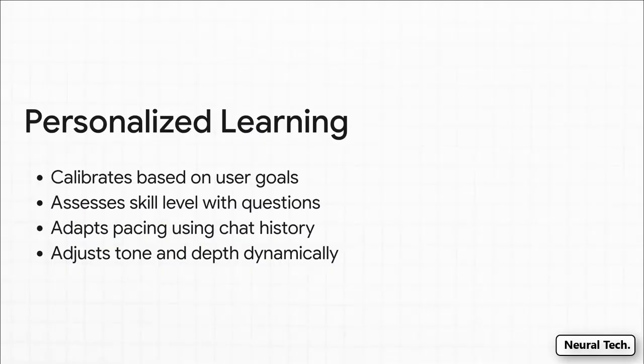The system also gets to know you, in a way. It'll ask what your goals are, like are you just curious about a topic, or are you cramming for a final? It then checks your skill level and actually uses your chat history to adjust its own pacing, its tone, and how deep it goes. The goal is a learning experience that feels tailored just for you.